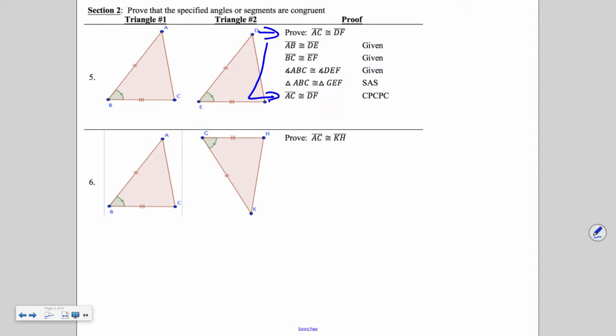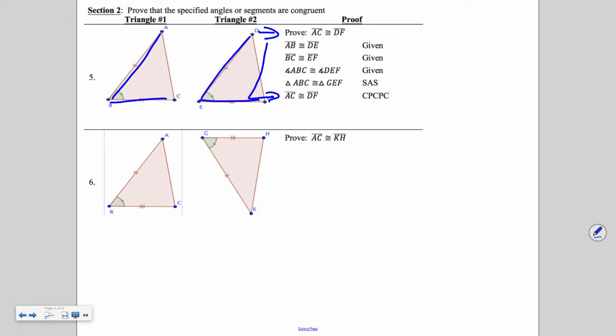So the proof starts out roughly the same as before. So I would say AB is congruent to DE because it is given. BC is congruent to EF because it is given. Angle ABC is congruent to angle DEF because it is given. Those are all marked. That's from the previous questions. Therefore, triangle ABC is congruent to triangle DEF by side, angle, side.